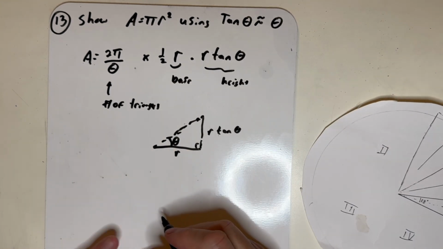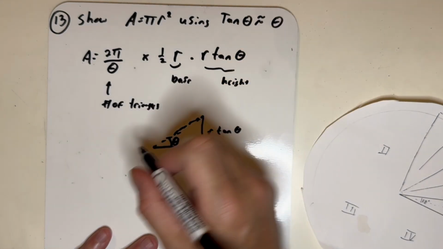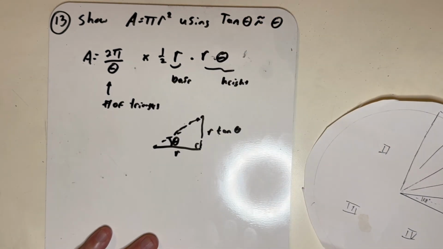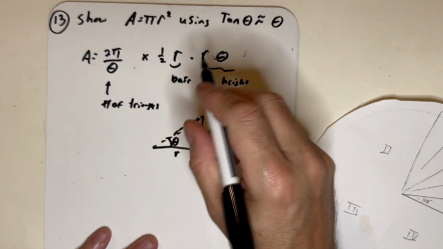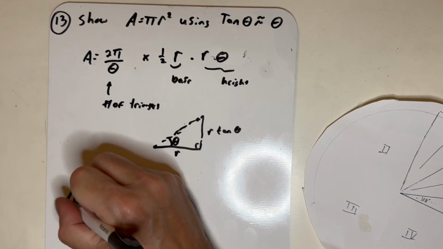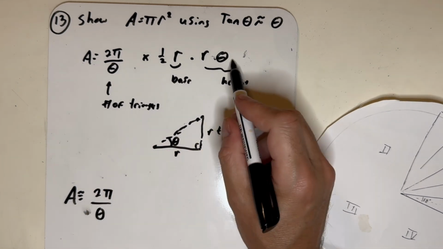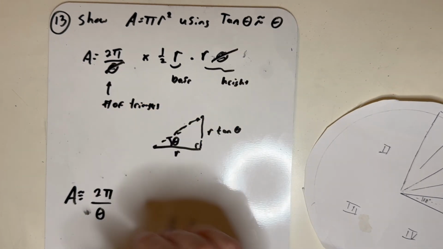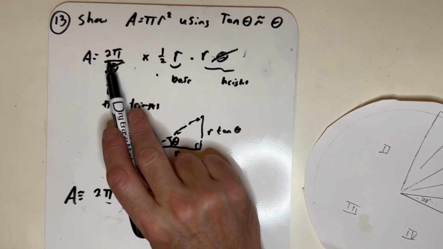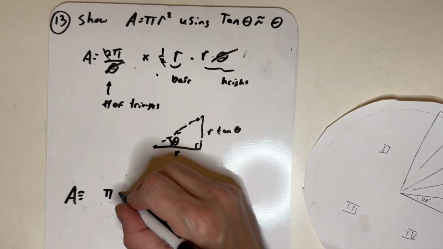And so now we want to use the small angle approximation. So if we replace tangent of theta with theta, what do we get? Well, this becomes r squared. I'll write it down here. So we're going to get A is approximately, since it's an approximation, 2 pi over theta, but we've got a theta up here. So this and this will cancel. And so we just have 2 pi. But why 2 pi? Well, we've got a half right here. Let's cancel this 2 and this 2 in the denominator. So we're now just left with pi times r. Well, that's just r squared, and we're done.